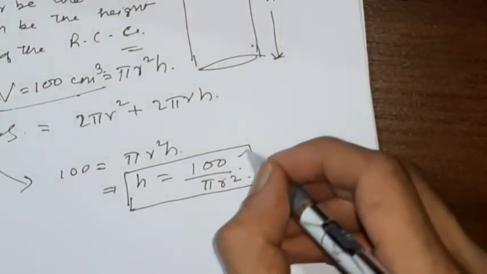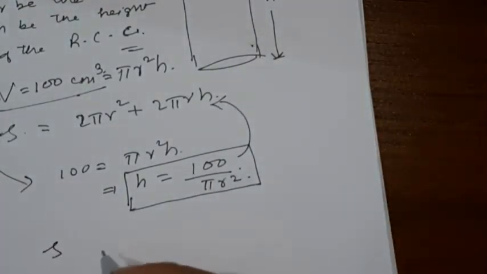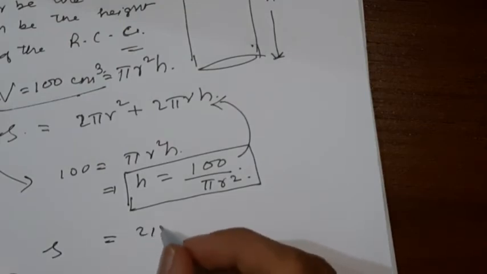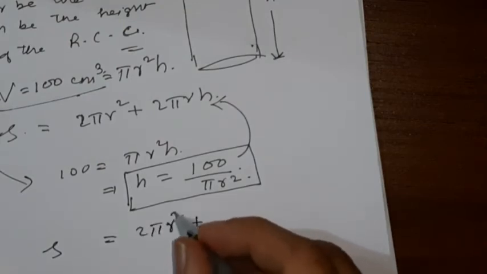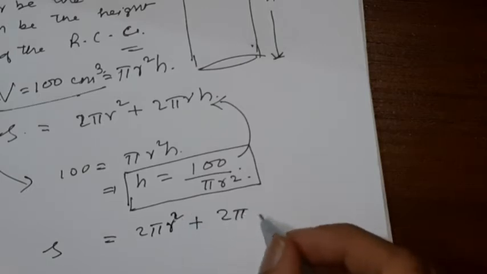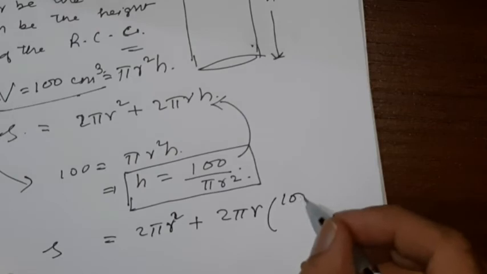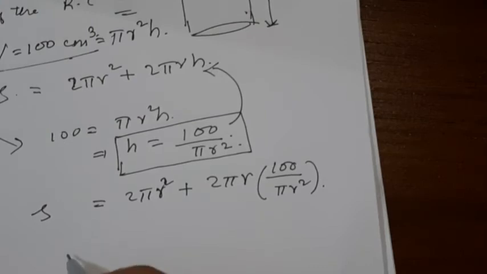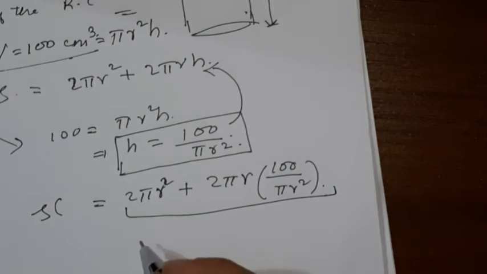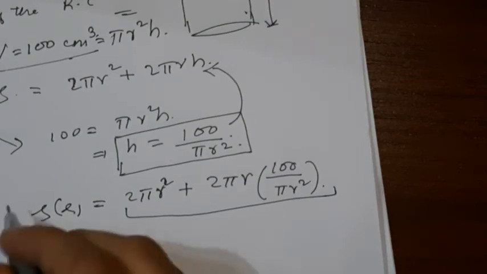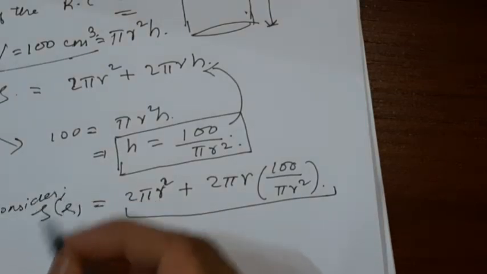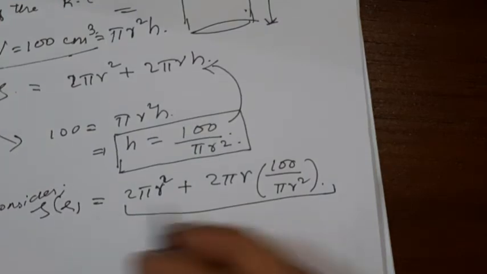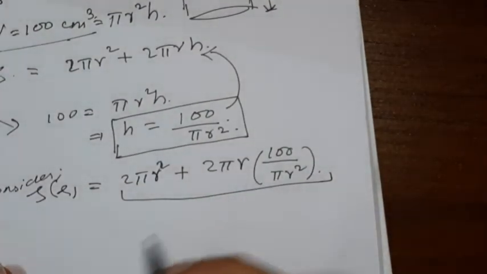So if we substitute this in this, what will you get? S is equal to 2 pi r square plus 2 pi r times h, which is 100 divided by pi r square. Now if we look at this function, it is of the variable r. So S of r we have to consider.